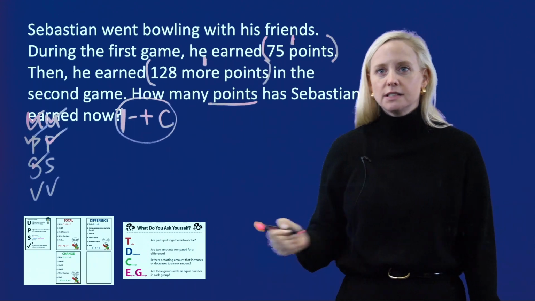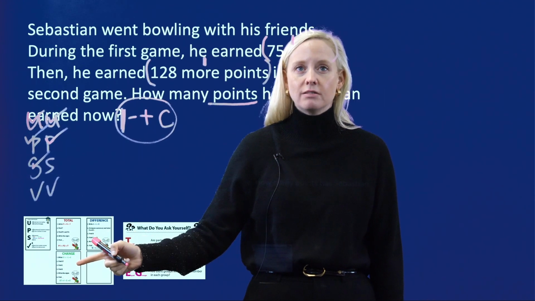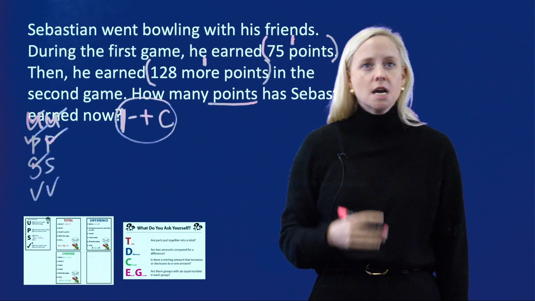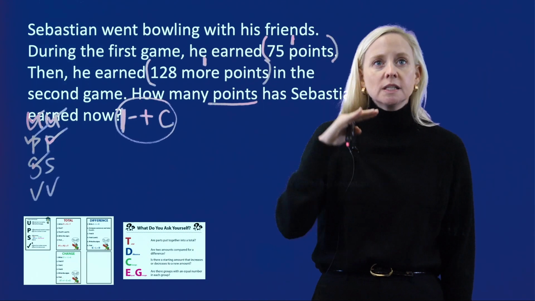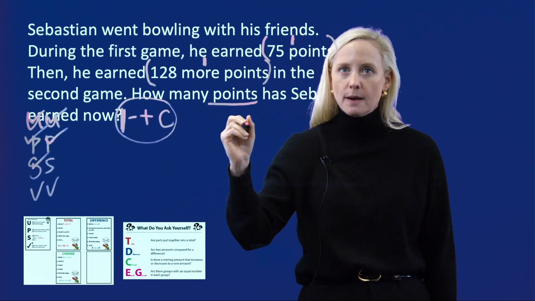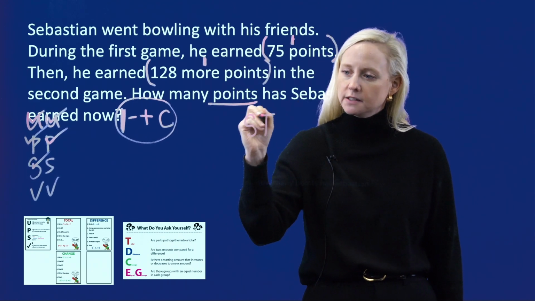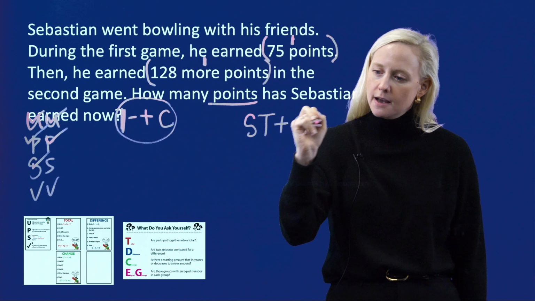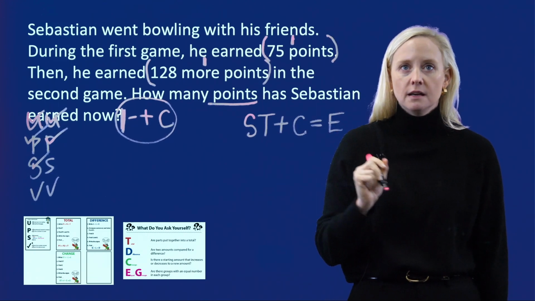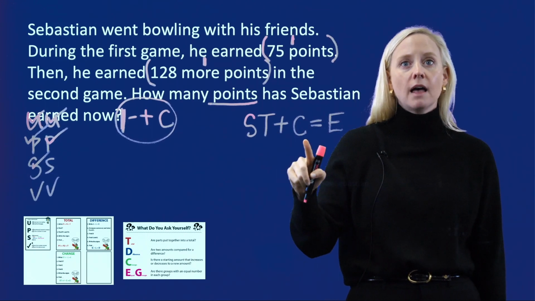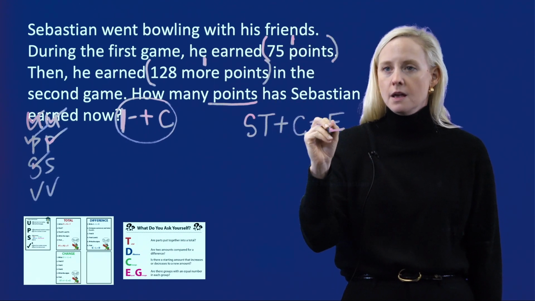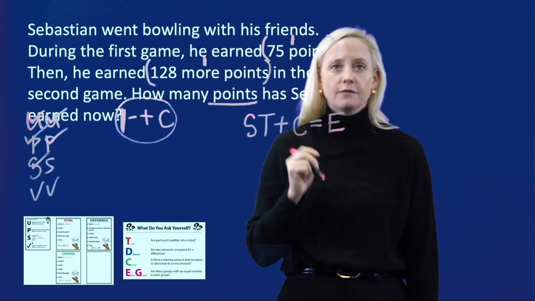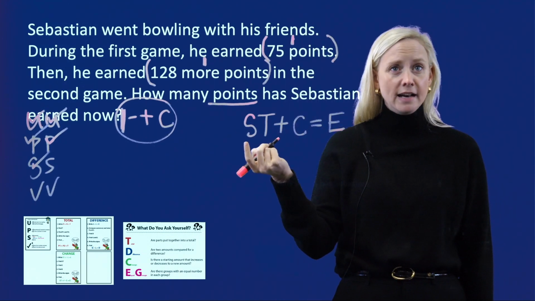I know this is a single step change problem, so I can go to my large schema map version 3, go to my change poster and just follow my steps. We said this was a change increase problem, so I'm going to need my change increase equation, which is ST plus C equals E. This stands for the start amount plus the change amount, because he earned more points, equals our end amount. Now our next step stands for find the start amount, find ST.